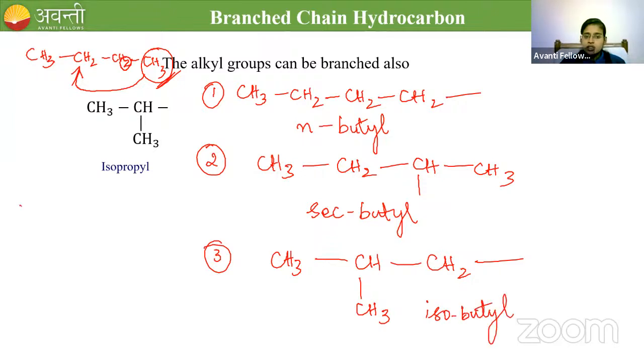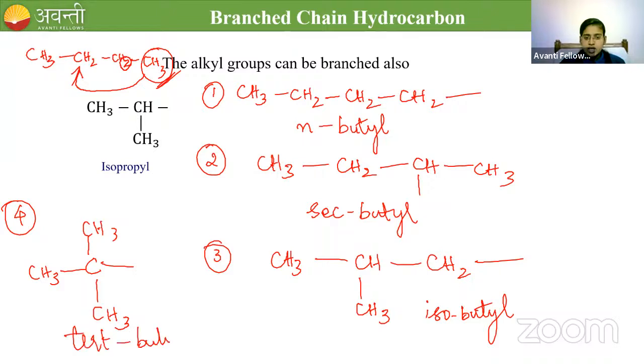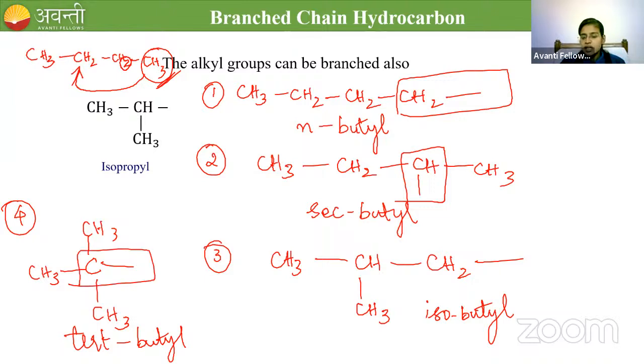And the 4th alkyl group is attaching 3 methyl groups to 1 carbon. This is called tertiary butyl. So if I have CH2 bond in a straight chain manner, it is N-butyl. If I have CH bond, it is called secondary butyl. If I have C bond, it is tertiary butyl. And if I have CH2 bond with 1 branch, it is called isobutyl.